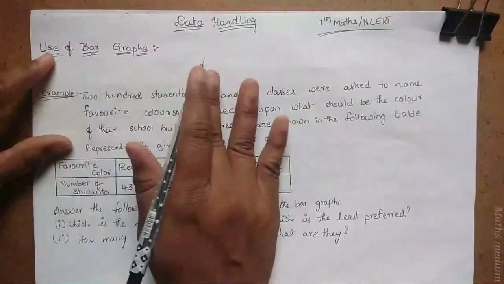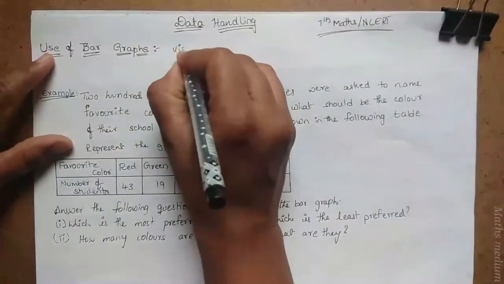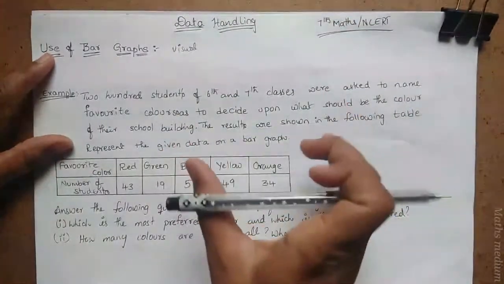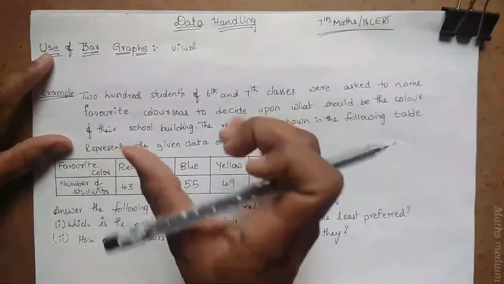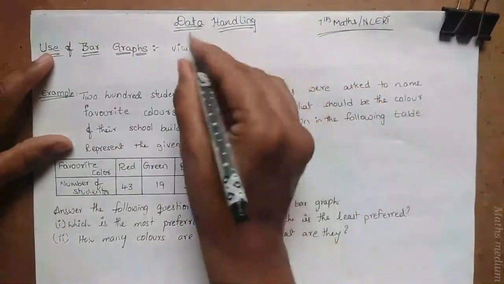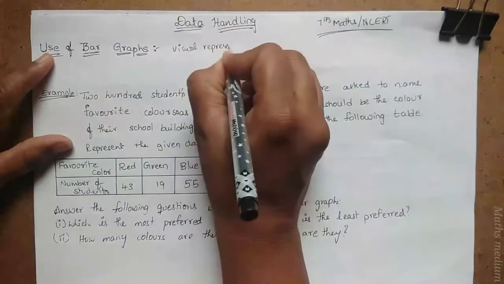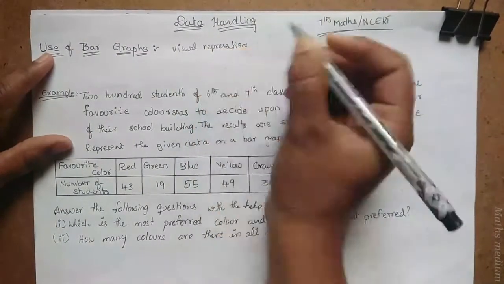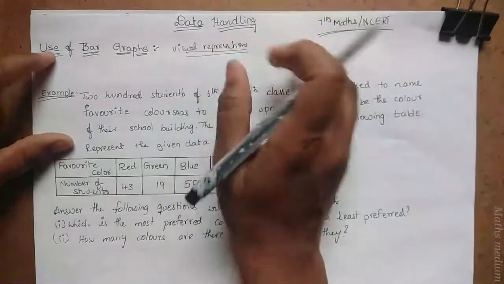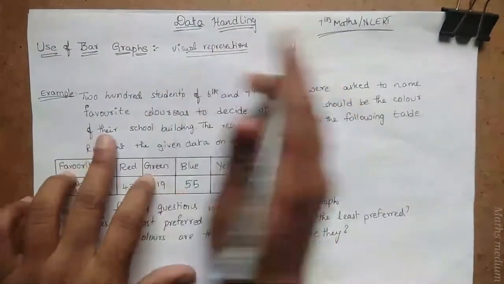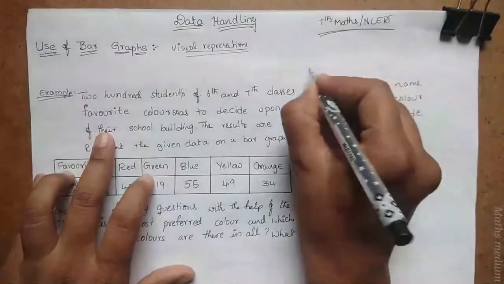Bar graph is nothing but a visual representation. It means we can view the data visually, and we can easily collect the data from the given bar graph. So it is a visual representation. Now, how are we representing a bar graph?